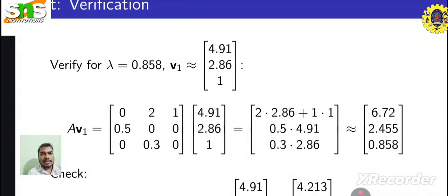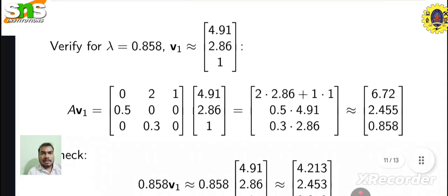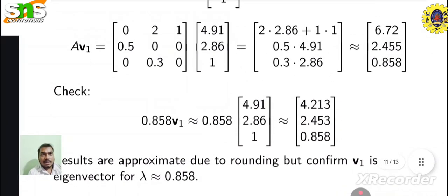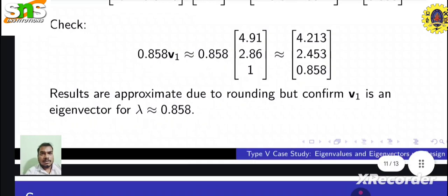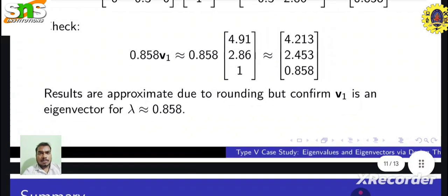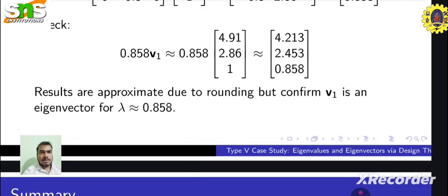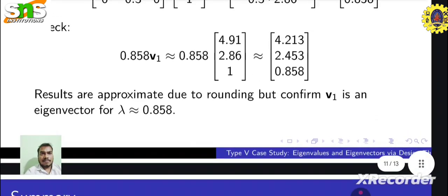Testing, that is verification. Put lambda equal to 0.858 and the vector 4.91, 2.86, and 1. So A v equal to 6.78, 2.455, 0.858. The results are approximate due to rounding, but confirm v1 is an eigenvector for lambda equal to 0.858.